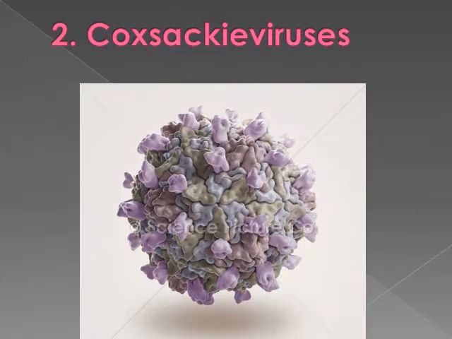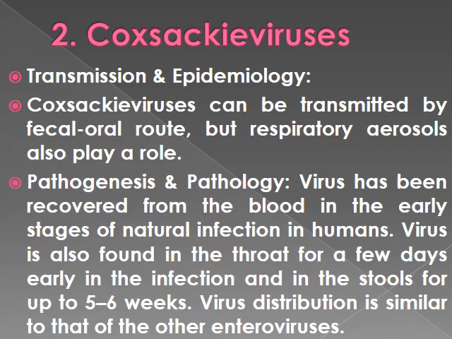The second, enterovirus, Coxsackie viruses. We will talk about the most important diseases of this virus. Transmission is also fecal oral route, like the other picornaviruses, and could also be respiratory aerosols. Pathogenesis: virus recovered from blood. At the early stages, virus is also found in the throat for a few days, where virus distribution is similar to that of other enteroviruses. Mostly from the GIT, and it could go to blood.